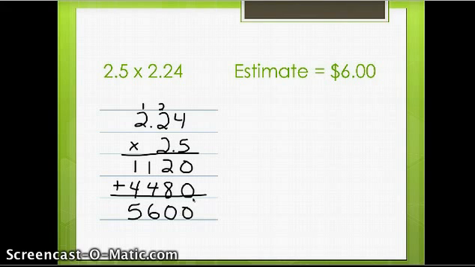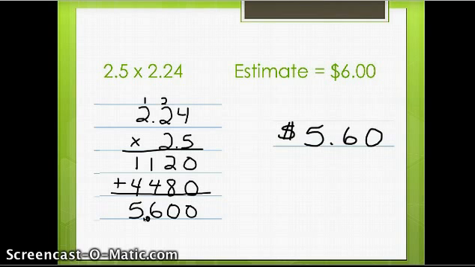Well, it certainly wouldn't go here at the end. That would be $5,600. Here makes $560. That's still not close. Here would be $56. But if I put the decimal point right here, that's about $5.60. $5.60 is really close to my estimate of $6. I think that's just perfect.